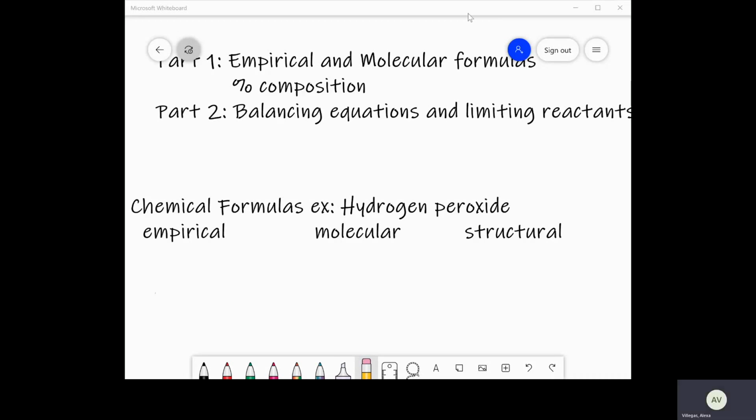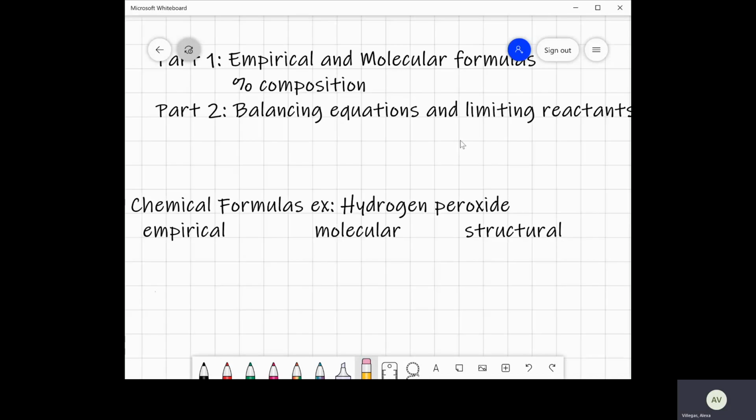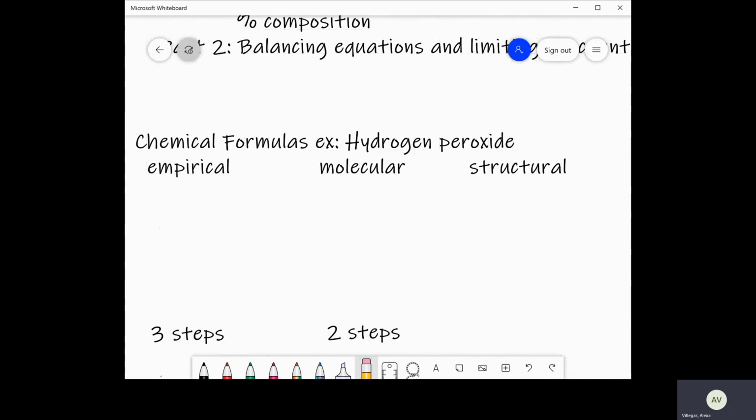Hi, Chem 181. There were some issues with the video file last week, so I'm going to do material both from last week and from this week. For part 1, we can go over empirical and molecular formulas, and part 2, we can do the balancing equations and limiting reactants. So to get started, if I had a formula for hydrogen peroxide, there are three different methods I can use to represent it.